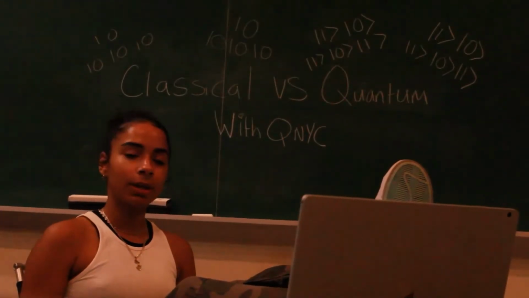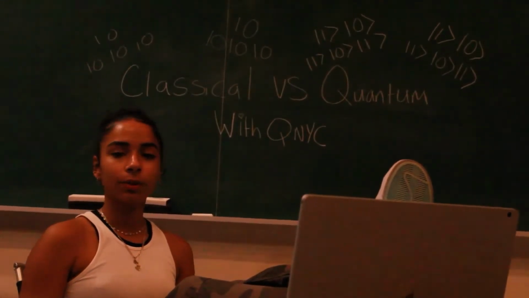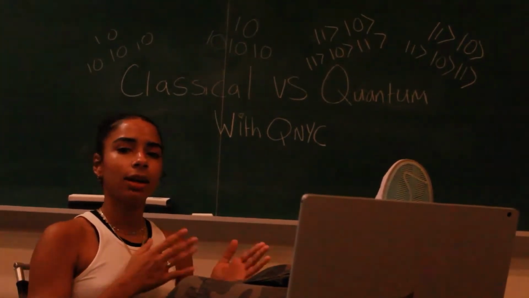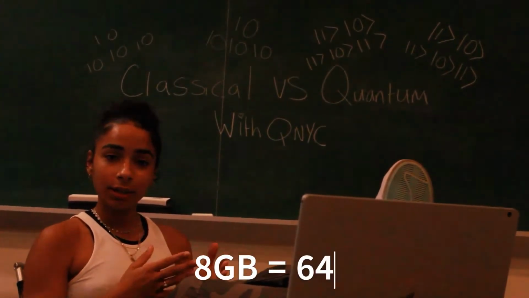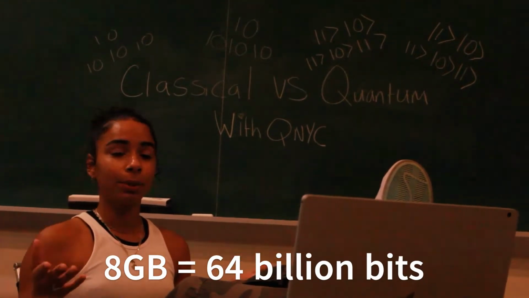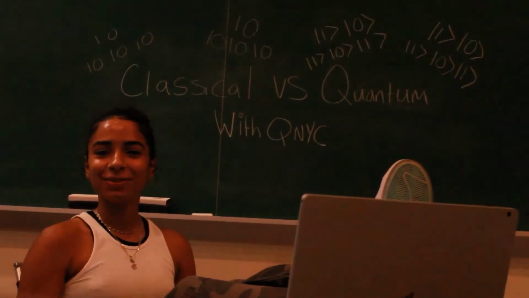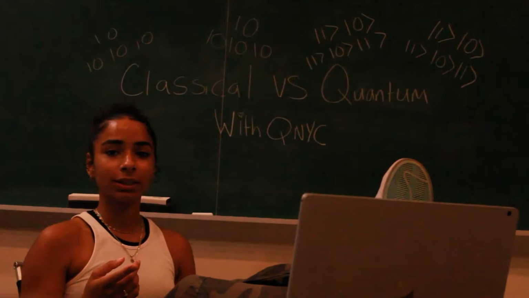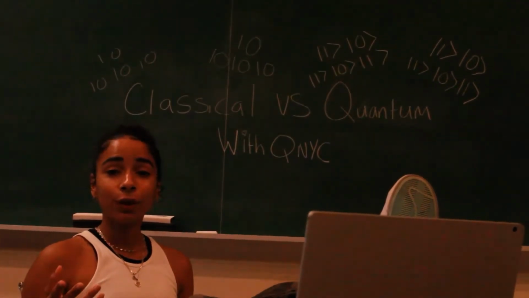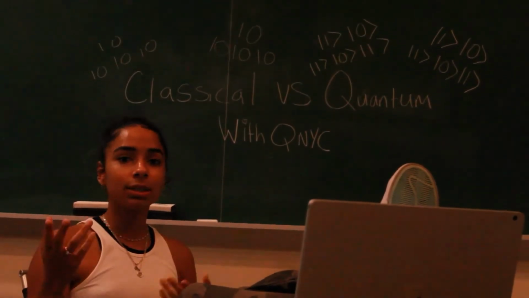A bit is the smallest amount of information that can be stored in a computer. Most phones now at least contain 8 gigabytes of storage. 8 gigabytes of storage converts to 64 billion bits. That's a massive amount of information being able to be stored by a handheld item. This is how far we've come with only two options, ones and zeros.